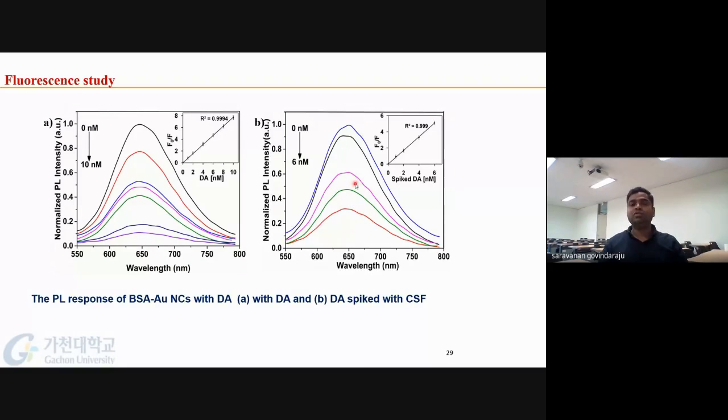Here we chose 0 to 6 nanomolar. After 6 nanomolar it was stable and didn't show any activity, so we stopped at 6 nanomolar. From 0 nanomolar, after we added 1 nanomolar, then 2, 4 and 6 nanomolar, the fluorescence gradually decreased. This data is for dopamine spiked into CSF. Based on these results, we can conclude that the gold cluster is able to detect dopamine.